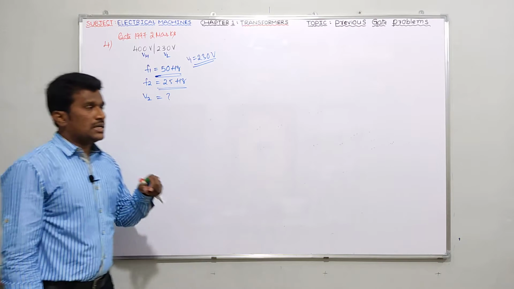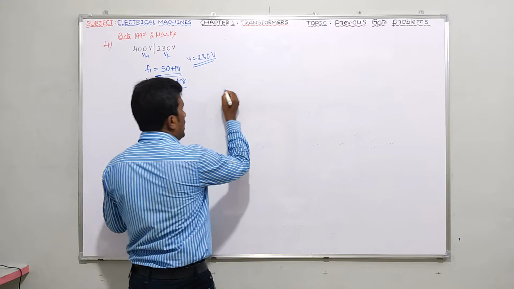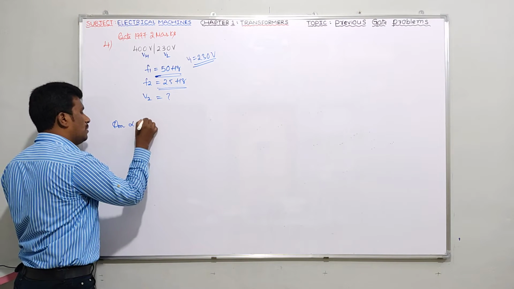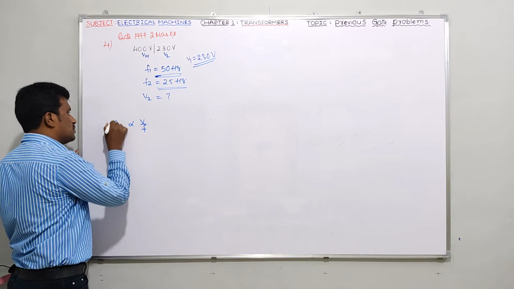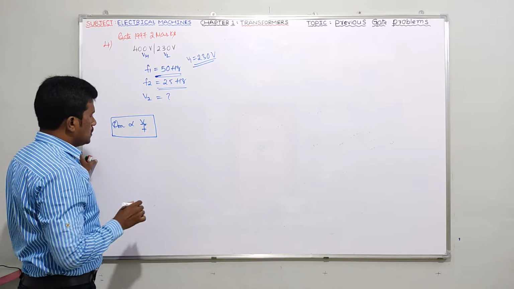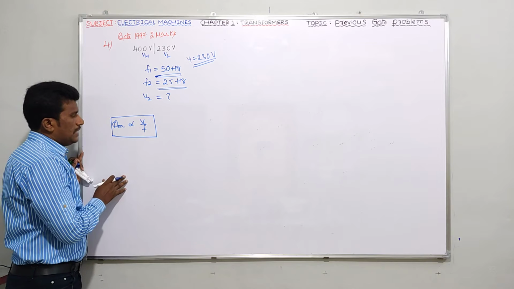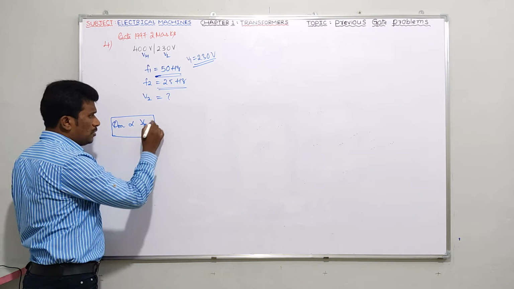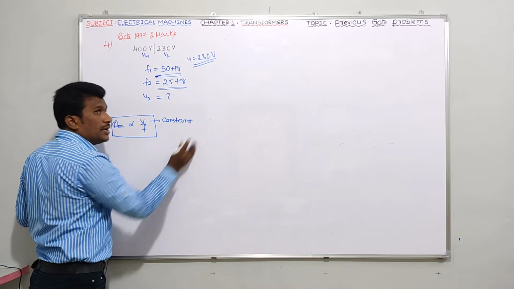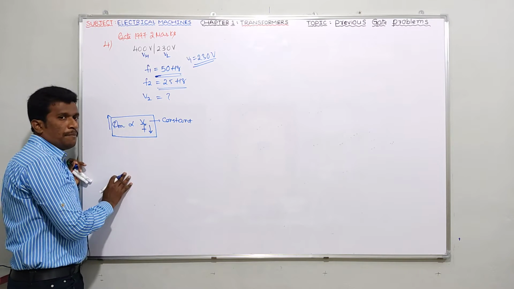Guys, I already covered one concept in the lecture: phi m is proportional to V by F. This relation is very important. I already told it in the lectures, after completion of the EMF equation of transformers. Here, if you observe clearly, if you maintain voltage constant and reduce the frequency alone, your phi m increases. Phi m increasing means what?